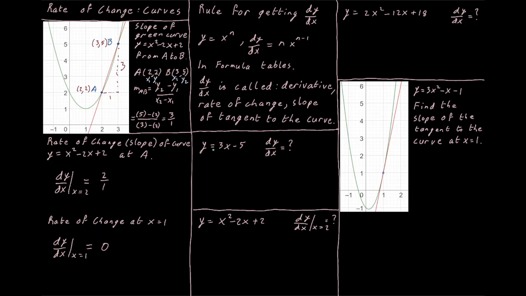So we have y is equal to 3x minus 5. Now this is the equation of a straight line, so I actually already know what the slope is going to be. This is in the form y equals mx plus c. So I know that my slope is just going to be 3. So do I get that for my dy dx when I use my rule?